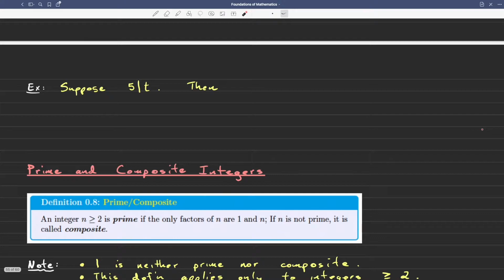Like, for example, if I say, hey, suppose 5 divides t, what does that mean? What can I say? Well, one thing I could write would be to say, then there exists an integer, and I have the freedom to call it whatever I want. Maybe I'll call it s this time, such that t is equal to 5 times s. So in other words, to say 5 divides t means I can factor 5 out of t. And then we use the language that 5 is a factor of t. We also say t is a multiple of 5.